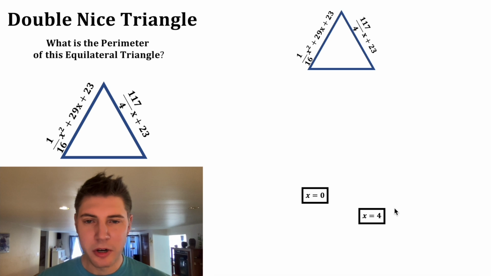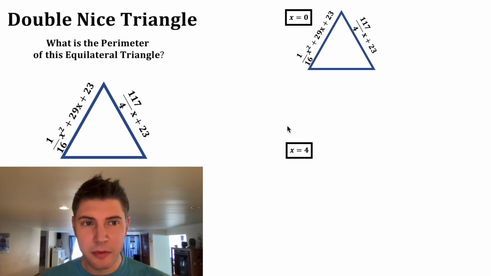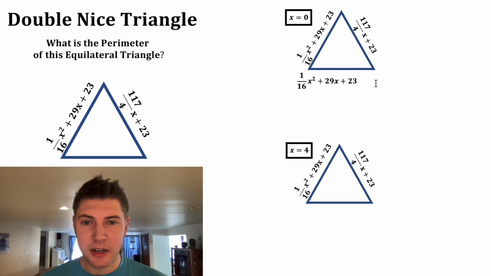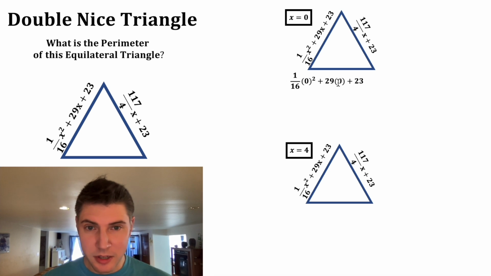Let's get rid of all of our work and bring these up. And since there's two possible values of x, we might have two possible triangles. Let's figure out the length of this side. We'll plug in 0 for x. Multiplying by 0, both of these will disappear, which gives us 23. So this side is 23.